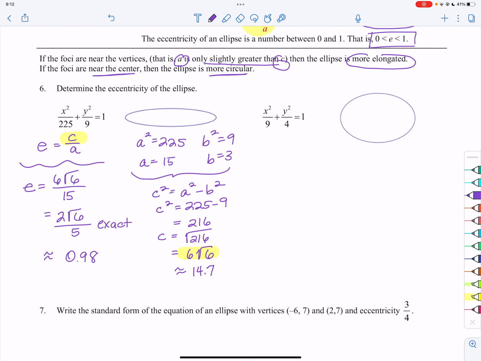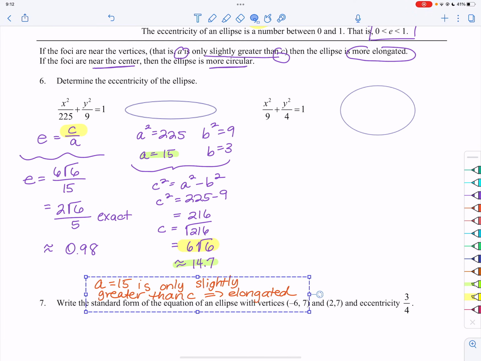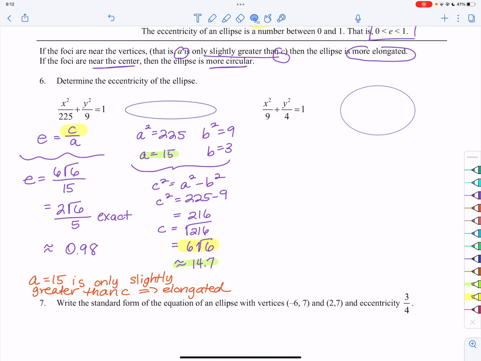And look at A. A is equal to 15. So when you compare A and C, you can see that A equal to 15 is only slightly greater than C. Therefore, we have a more elongated ellipse. And now I'm just going to move this over to the right, just so that I can have it here. Slightly, it's a little bit more elongated, okay? And so you can see that there.